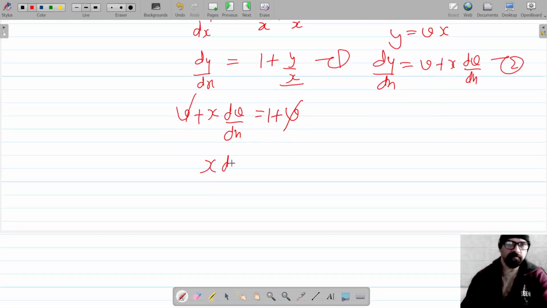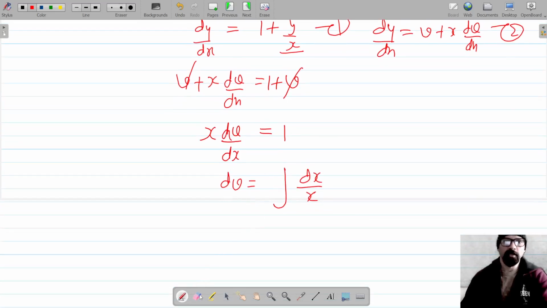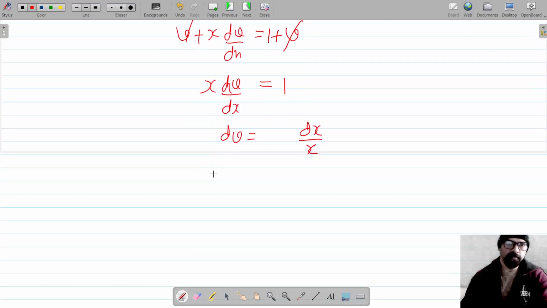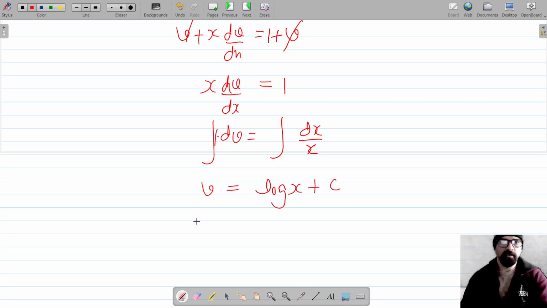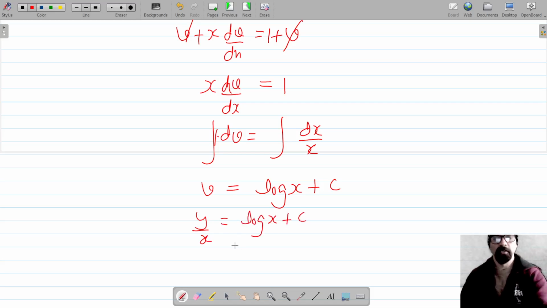And finally, we have x into dv by dx is equal to 1, which gives me, I can write it as dv is equal to dx upon x. Now if we integrate on both sides, this becomes v is equal to log x plus c. Now v is y by x, so y by x is equal to log x plus c.